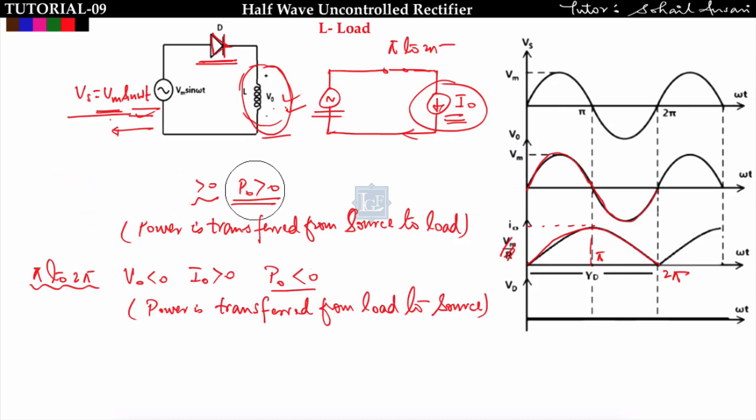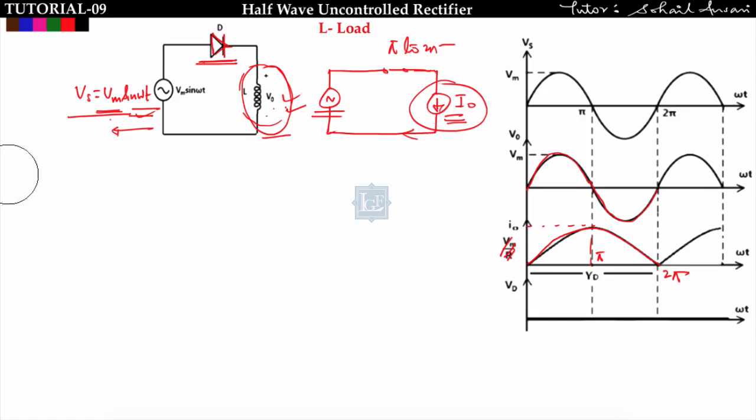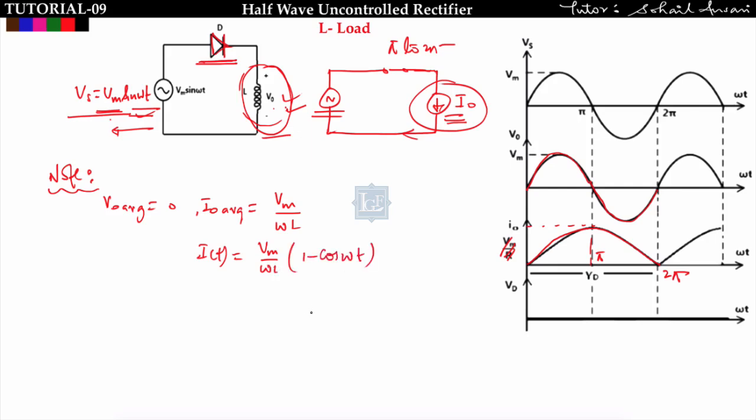Okay, now again derive all the things that we have derived for R load. Take a note. What will be the V naught average? Since output voltage is equal to input voltage and it is sinusoidal, V naught average will be 0. I naught average will be Vm upon omega L. We have already found i(t) is equal to Vm upon omega L into (1 minus cos omega t). Here I naught and V naught are not the same, so I naught average I am getting, and V naught average is equal to 0. Find the average value of this i(t). This is i naught(t). I naught average will be Vm upon omega L.